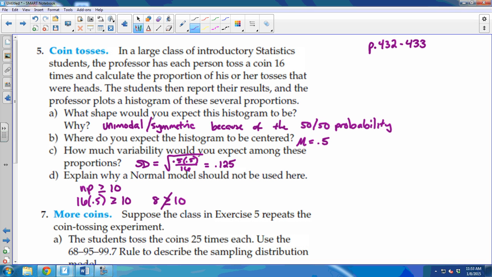So the success failure condition is not met, which essentially means our sample size isn't large enough. And so we can't use a normal model because we're using too small of a sample. Does that make sense? Yes, we need more coin tosses if this is going to work. Questions about number 5? The next 2 questions keep going back to this coin toss situation. We good? Okay.